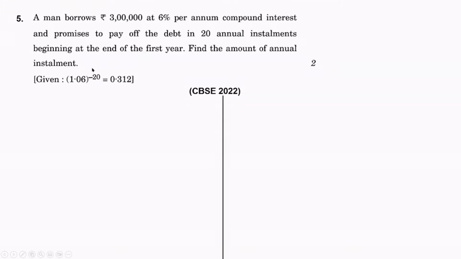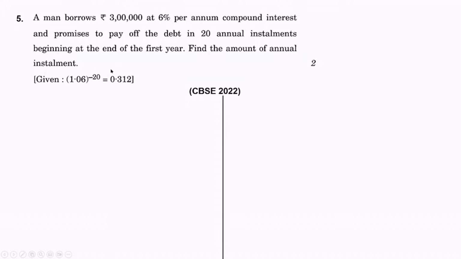Next question. A man borrows rupees 3 lakhs at 6% per annum compound interest and promises to pay off the debt in 20 annual installments beginning at the end of first year. Find the amount of annual installment. So here we can see that a man borrows rupees 3 lakhs at 6% per annum and that too at compound interest, and he promises to pay in 20 annual installments, that is beginning at the end of the first year. We have to find the amount of annual installment.